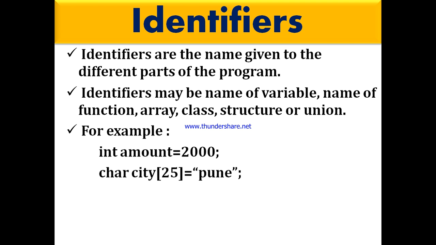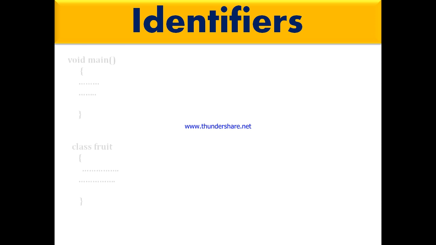Here city is the identity of a character variable. Percentage is the identity of a variable of type float, which holds the value 87.88. More examples on identifiers, like void main function. In this example we have given the name main to a function, so main is the identity of this function, so it is called an identifier. In the example class fruit, we have given the name fruit to a class.